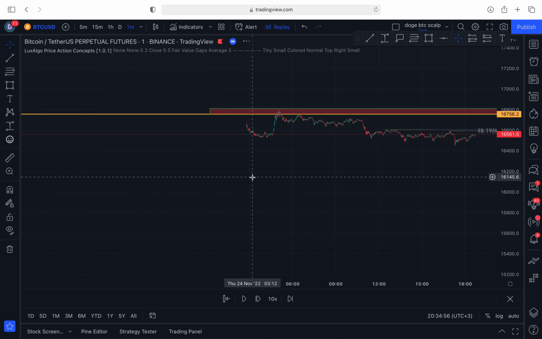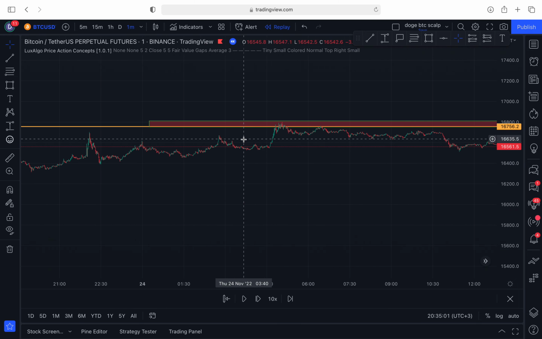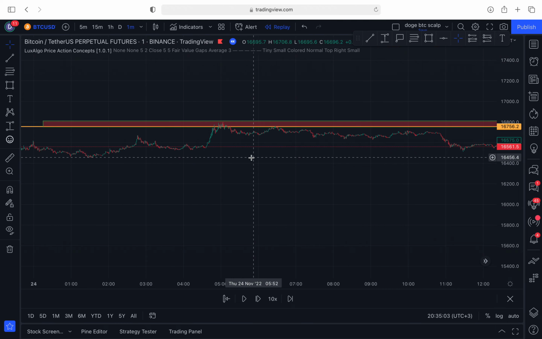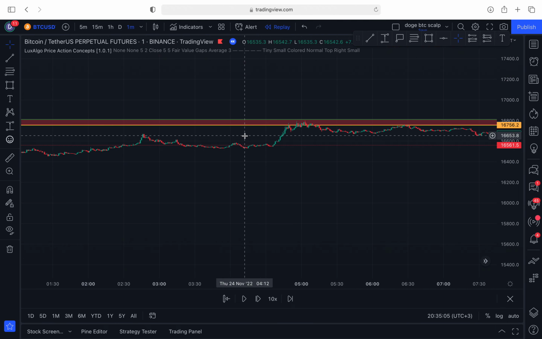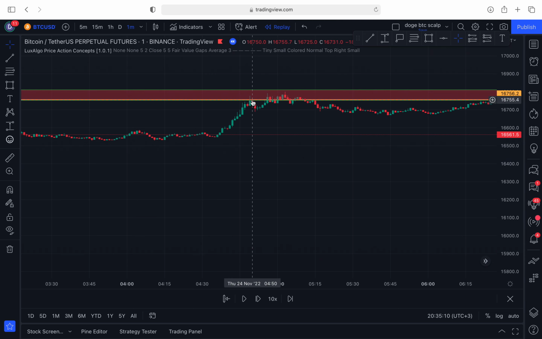Give it a second to load, and there we go. This is our supply order block, and this is where we first retested it. So right here, what do you do? Do we just put a stop loss here and let it run through? Yes, that's what a day trader would normally do.